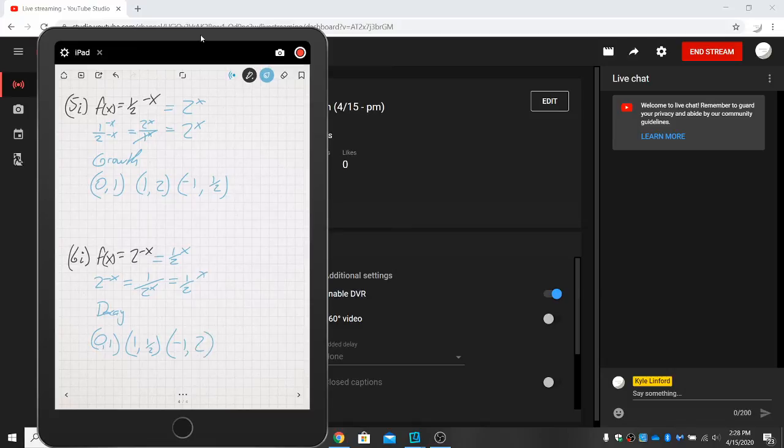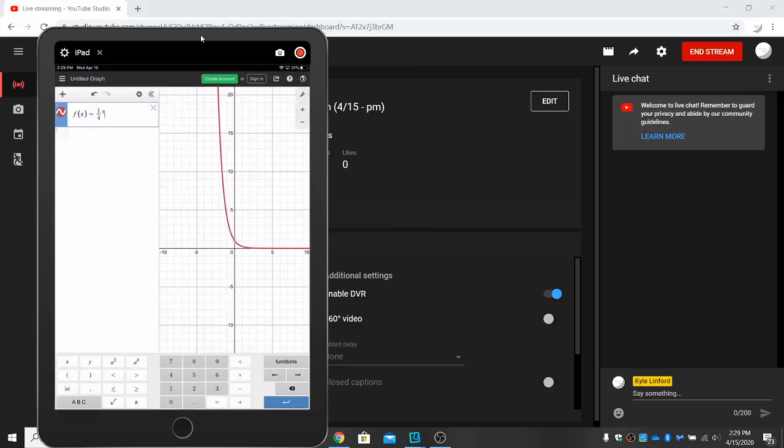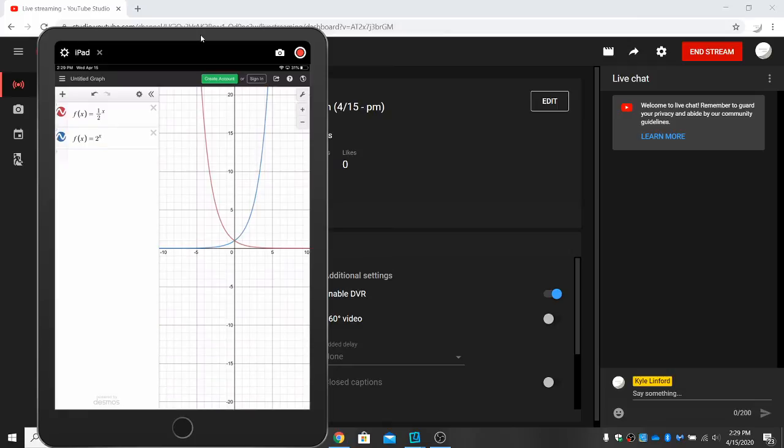So let's take a look back in Desmos here. We want 2 to the x power and 1/2 to the x power. So here's 1/2 to the x power, and then let me do another one here: f of x equals 2 to the x power. Okay, 2 to the x power is in blue, 1/2 to the x power is in red.